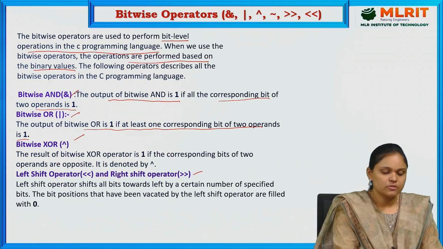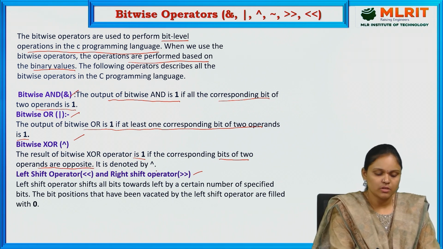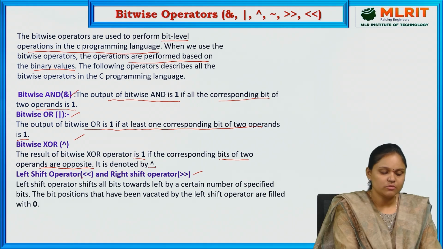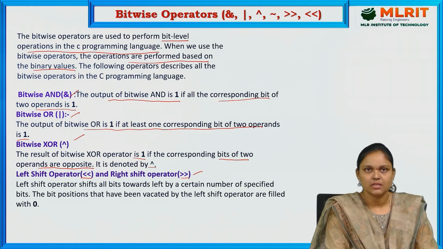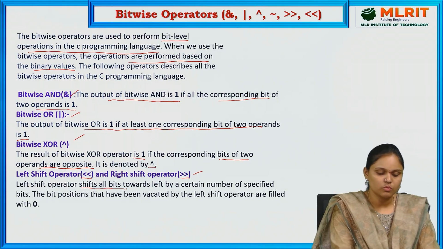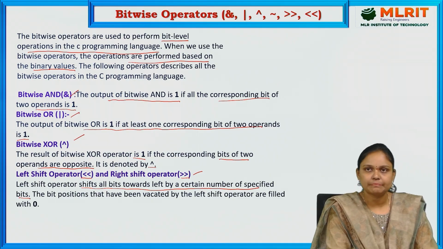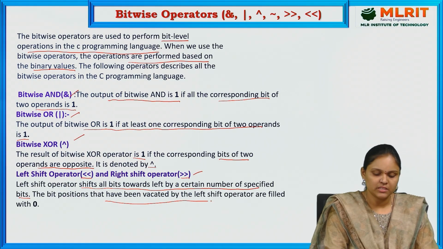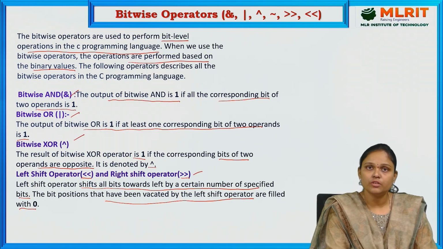In the bitwise XOR operator, the output is 1 if the corresponding bits of the two operands are opposite, and it is denoted by this symbol. This is the symbol that we use for bitwise XOR. For the shift operators, we use two less-than symbols for left shift and two greater-than symbols for right shift. The left shift operator shifts all bits towards the left by the specified number of bits, and the right shift operator shifts all bits towards the right by the specified number of bits. The bit positions vacated by the shift are filled with 0.